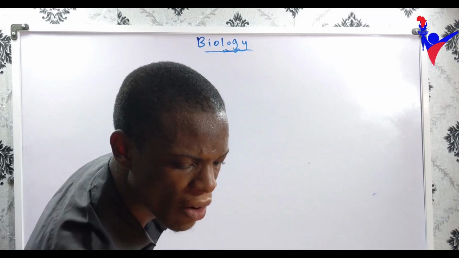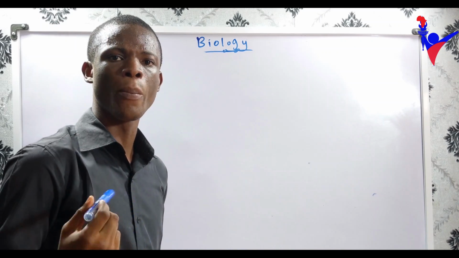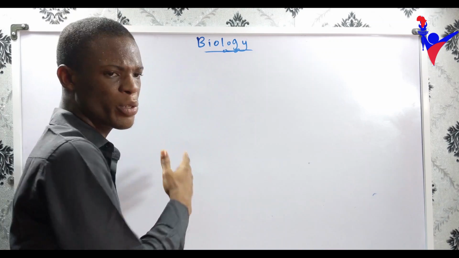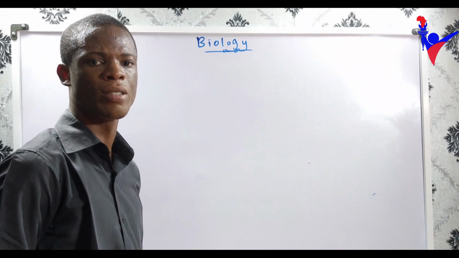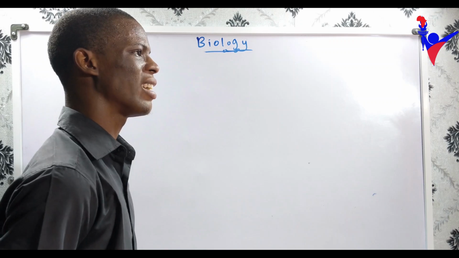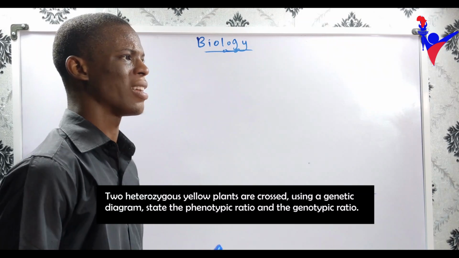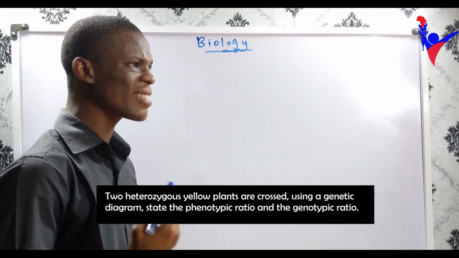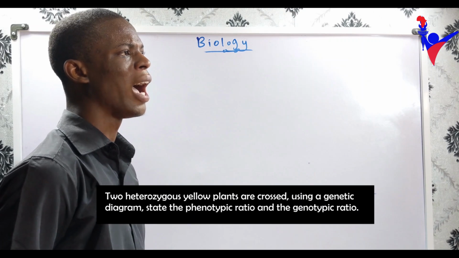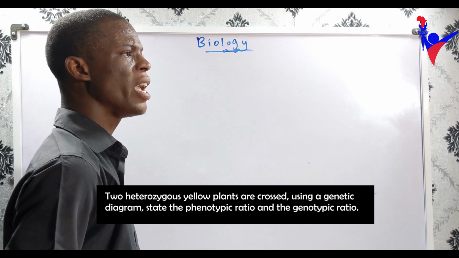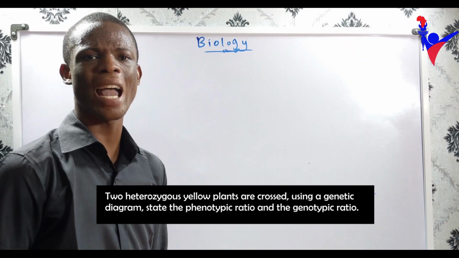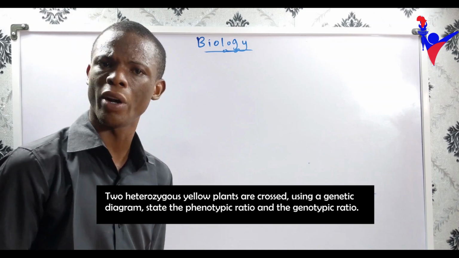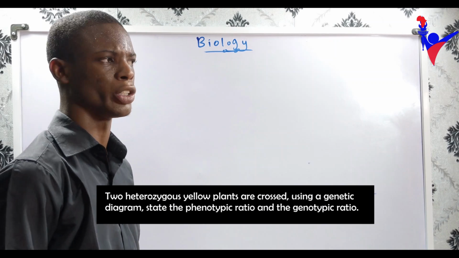So the question that we have is very important for those writing a written examination, because there are steps you need to take to answer the questions correctly. We are asked that two heterozygous yellow plants are crossed using a genetic diagram. State the phenotypic ratio and the genotypic ratio. Two heterozygous yellow plants are crossed, and we are asked to state the phenotypic ratio and the genotypic ratio.